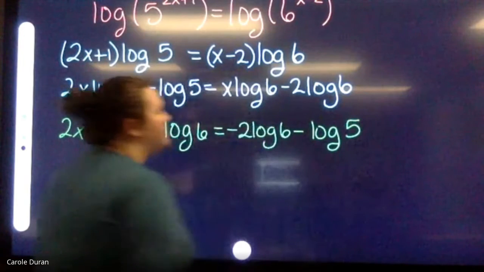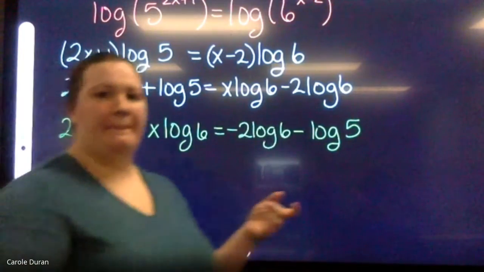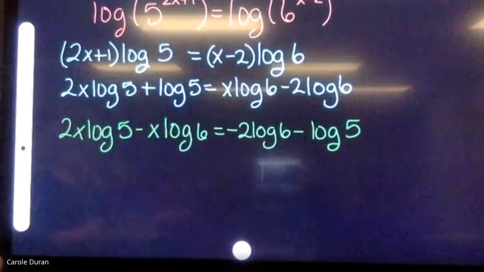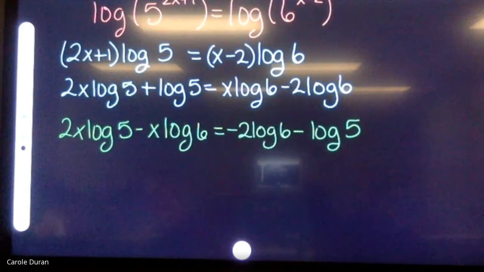So I just moved stuff around so that all my terms that had an x were on the left, and all my terms that didn't were on the right. Wait, so since it's 2x plus 1, you just leave the right side of the left, like you just leave that log 5. Yeah, because 1 times log 5 is just log 5.